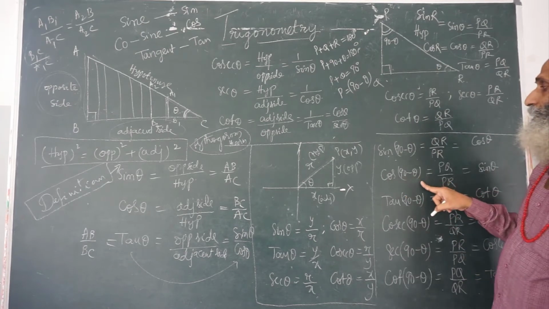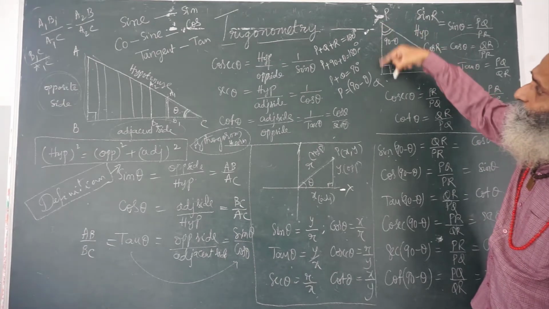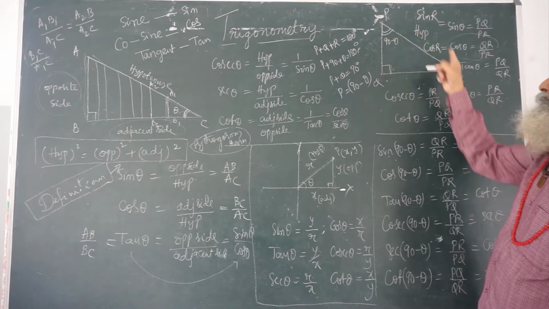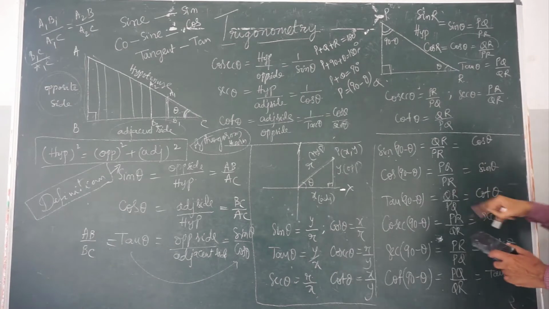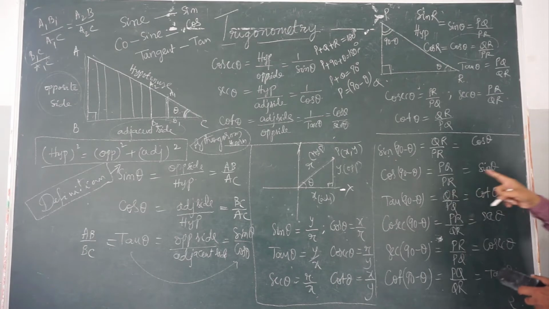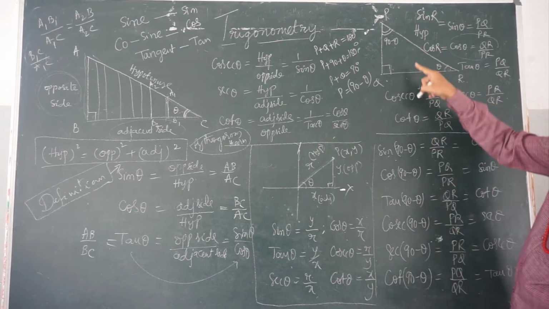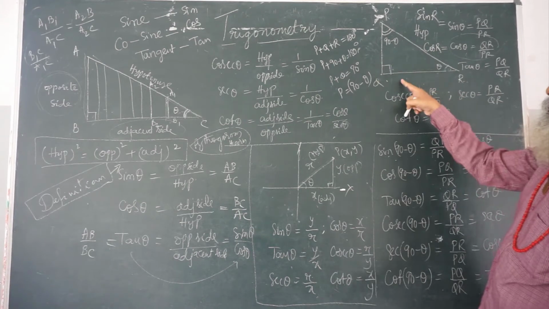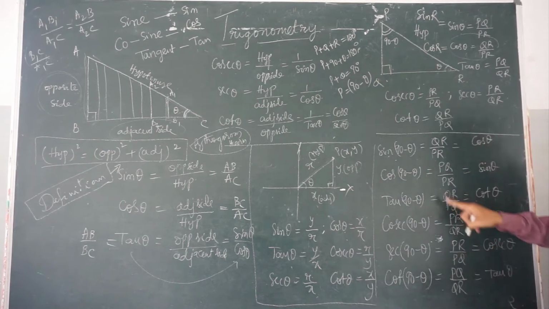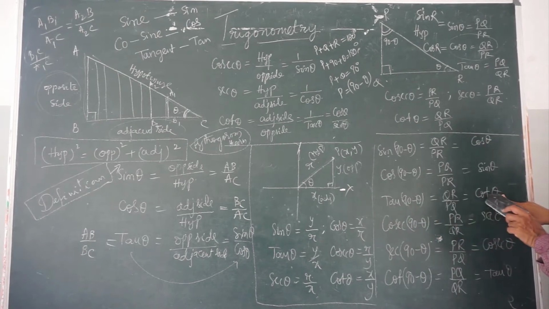Similarly, cos 90 minus theta is adjacent side by hypotenuse. For 90 minus theta, what is the adjacent side? PQ. Hypotenuse PR. So, PQ by PR. But PQ by PR is sin theta. So, cos 90 minus theta is sin theta. Now, tan 90 minus theta is opposite side by adjacent side, QR by PQ. But PQ by QR is tan theta, so QR by PQ is cot theta. Therefore, tan 90 minus theta is cot theta.